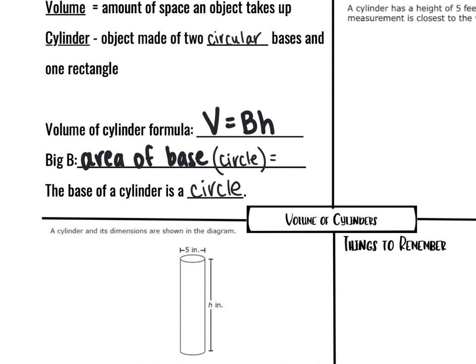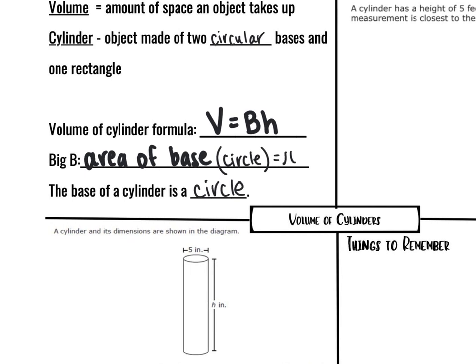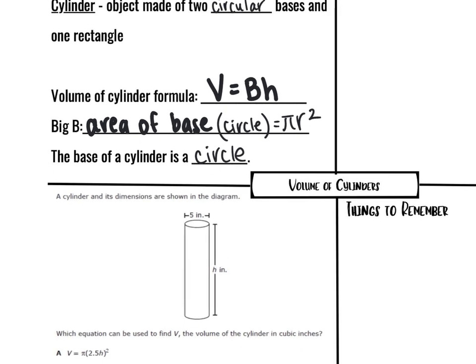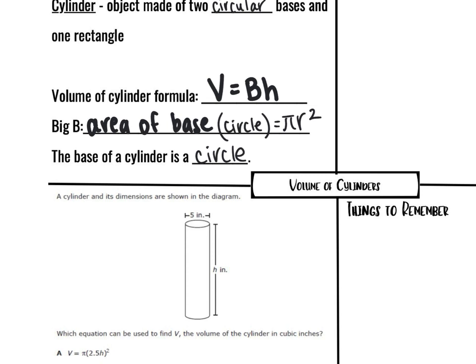So the area of a circle, to find that, is pi r squared. So if you want to rewrite the formula like this, we have V equals big B, and instead of writing big B, we're going to put pi r squared, and then that's multiplied by H. It doesn't look like that on your reference sheet. You're just going to have to remember big B is the area of the base. What shape is the base? It's a circle. Go look for that area of a circle formula and plug it in.